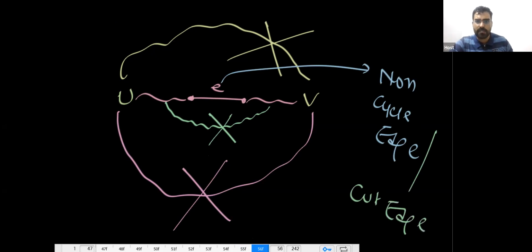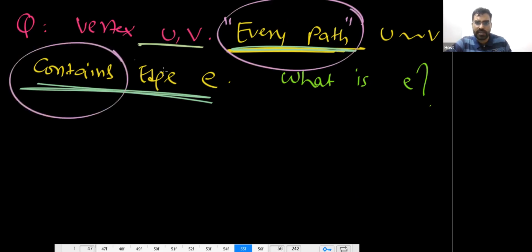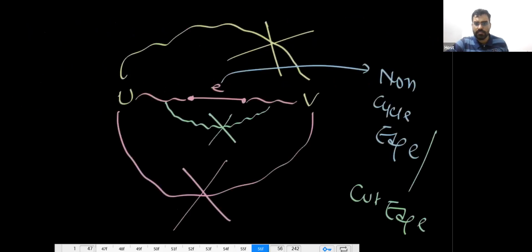Did you understand? It definitely will be a cut edge. If every path, please understand this word, every path. If every UV path contains E, then this E will be a cut edge. So basically E is definitely a cut edge.